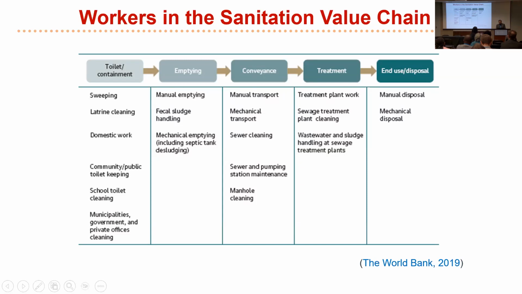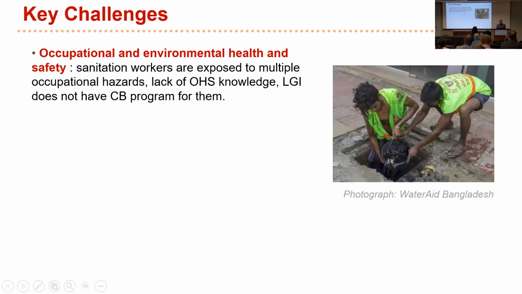Here you see the workers in the sanitation value chain. Even for a particular point in the value chain, you have a range of activities requiring a range of PPEs. The PPE requirement is different, because the activities are associated with different types of risks. Not all risks are the same, and that has to be customized when designing PPEs, which is also one of the outcomes of this study.